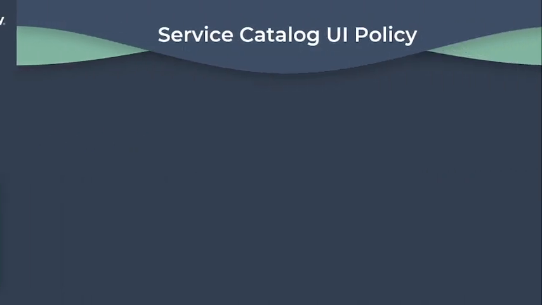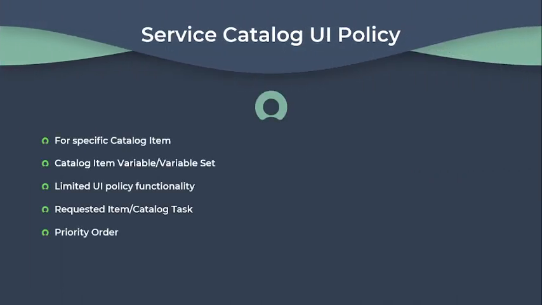Then service catalog UI policies. UI policies offer the flexibility to create tailored process flows for tasks within ServiceNow. These policies enable the customization of catalog item forms presented to users. Specifically designed for catalog items or variable sets, catalog UI policies govern the behavior of these forms, ensuring a seamless and user-friendly experience for individuals interacting with the ServiceNow platform.